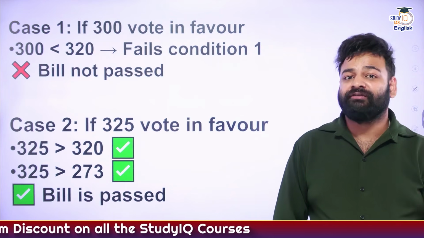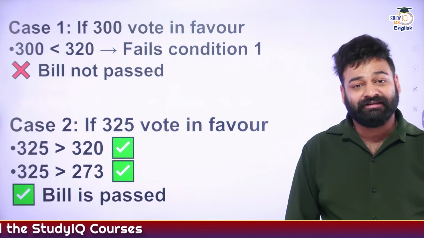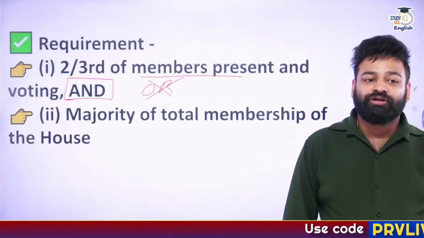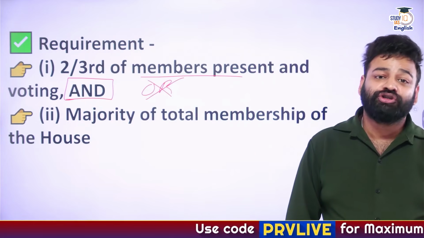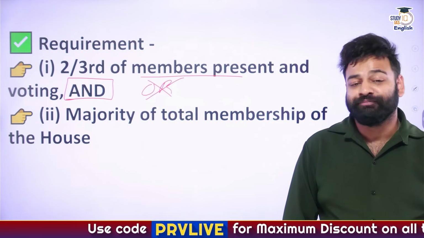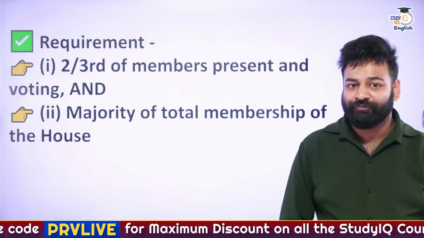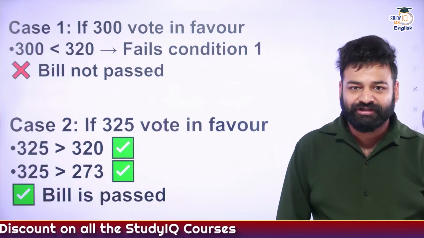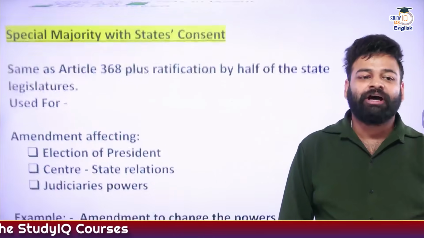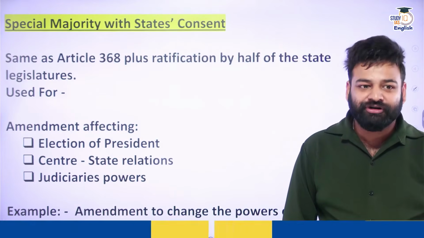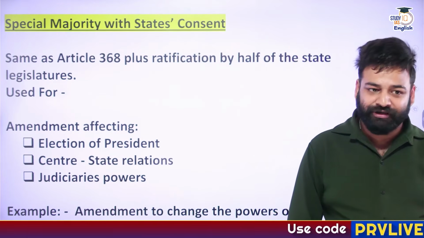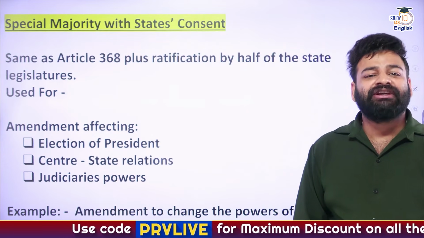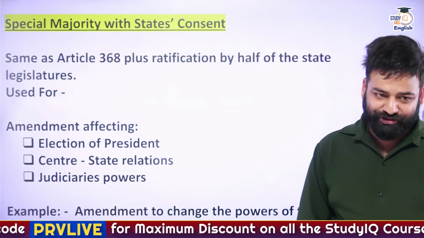That is 2/3 of the members present and voting, and then the second part, that is the majority of the total strength or total membership of the house. They both should be crossing the figures. Okay, so I hope guys all of this confusion is eliminated now with the special majority. And now moving to the final one, that is a special majority with the state's consent. Same as Article 368, but ratification by half of the state legislatures is required.